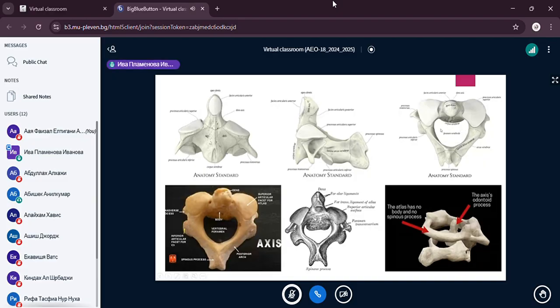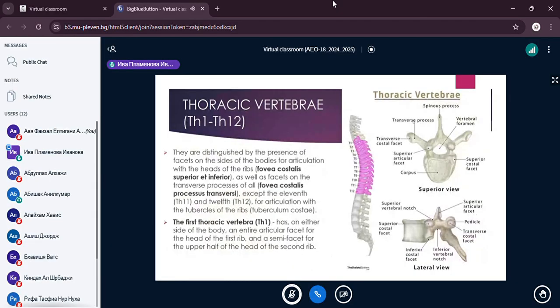Here we have the spinal cord, dorsal root ganglia, spinal nerves, of course, to the level of L2 in adults. In children, maybe to L3.